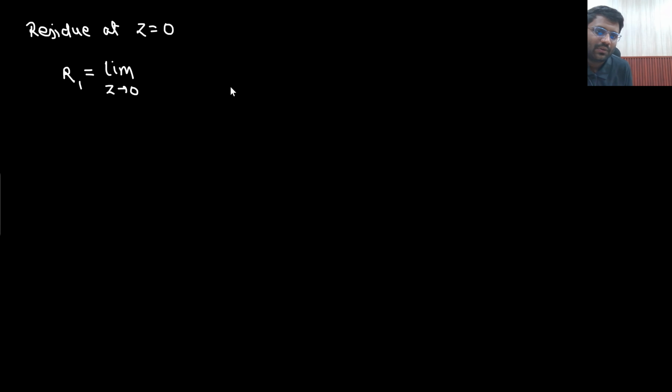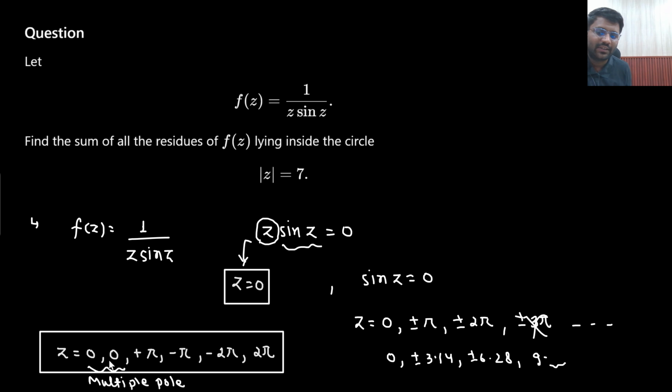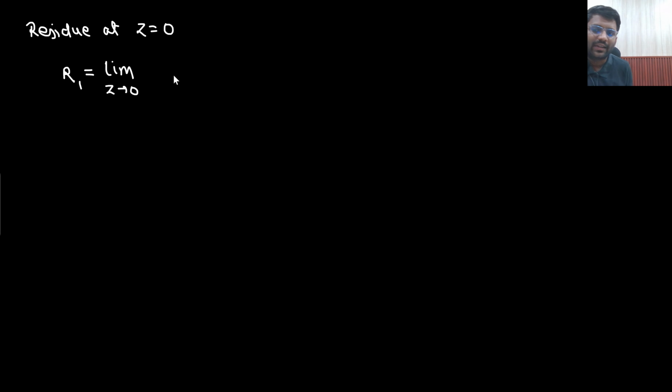What will I do? It is repeated 2 times. That means, sir, I will have to divide by 1 factorial and then I will have to differentiate once. What do I need to differentiate? You need to differentiate z square f of z. This is what you need to differentiate.